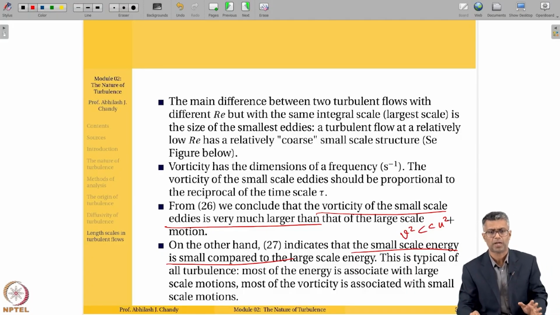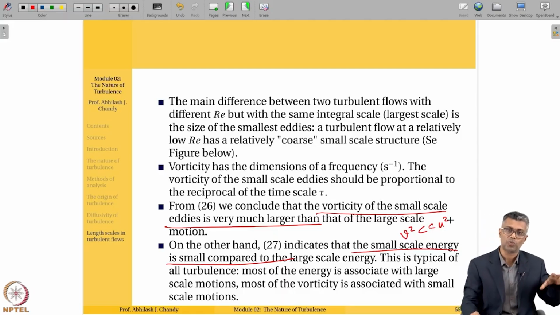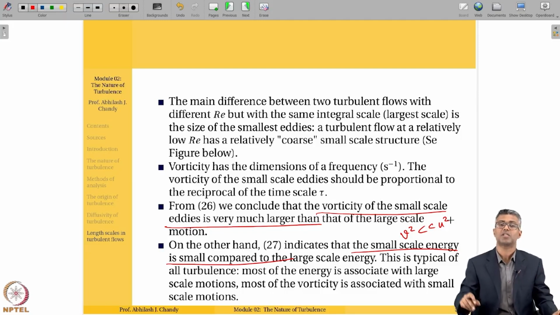And this is typical of all turbulence. So most of the energy is associated with large scale motions and most of the vorticity is associated with small scale motion. So it's important to understand that. Large scales have larger amount of energy and small scales have smaller amount of energy. On the other hand, small scales have higher vorticity and large scales have lower vorticity.